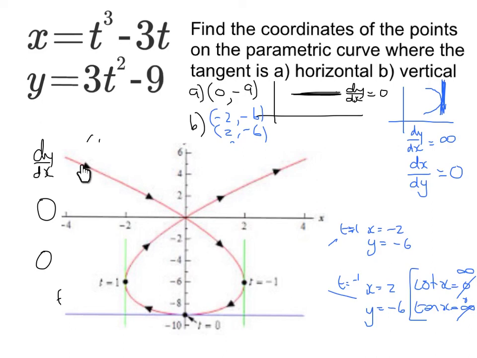T is negative, t is less negative, less negative, and there is 0. And at that point there, the tangent to the parametric curve is horizontal. Then t is increasing and increasing. Here's our t is 1 that we got over here. There's the minus 2, minus 6 point where the tangent is vertical, and then it goes off again like this. And here's our t is minus 1, the point 2, minus 6 where the tangent is also vertical.